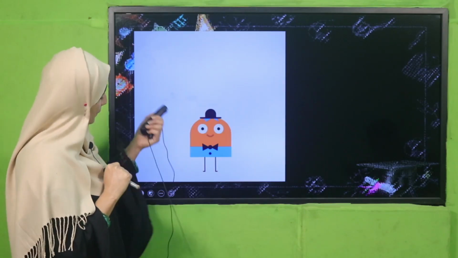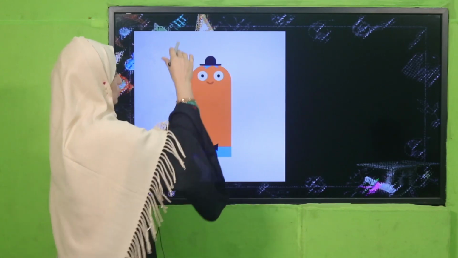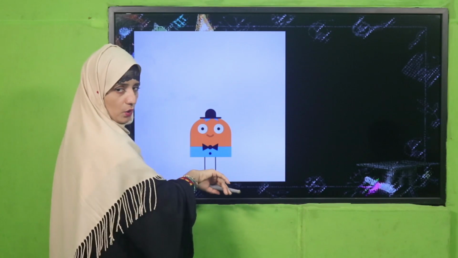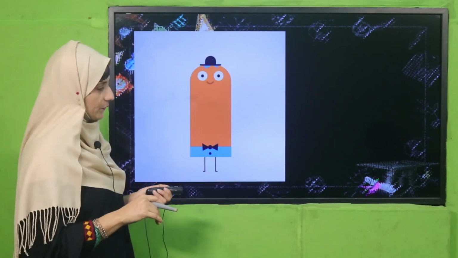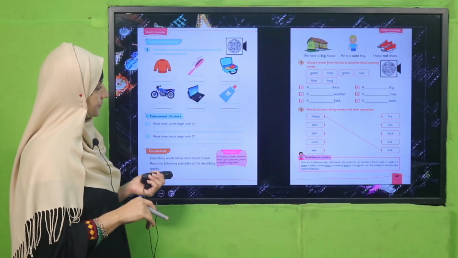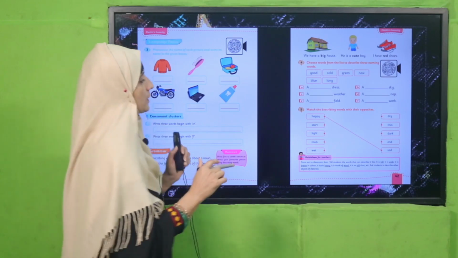Oh, what has happened to this minion? See there. Oh, look. First big, then going small, tall, short. What is happening? Oh, see there. Okay, now let's see. We are going to do that. What you have to do?